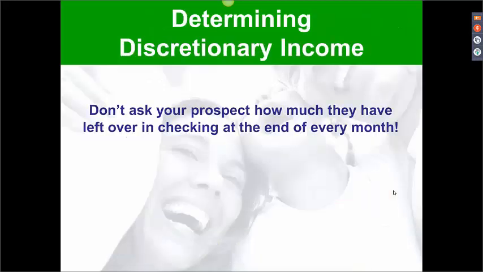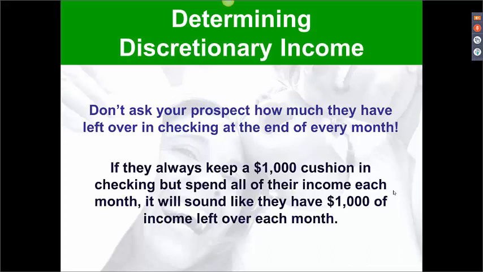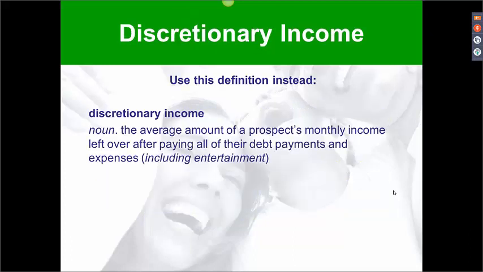Don't ask your prospect how much they have left over in checking at the end of every month. If they always keep a $1,000 cushion in checking but spend all of their income each month, it will sound like they have $1,000 of income left over at the end of each month. Use this definition instead. Discretionary income: the average amount of a prospect's monthly income left over after paying all of their debt payments and expenses, including entertainment.